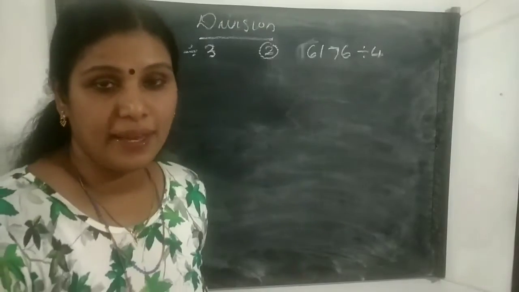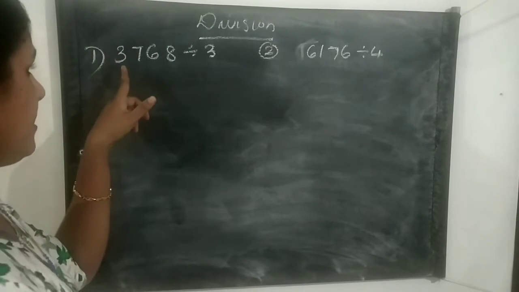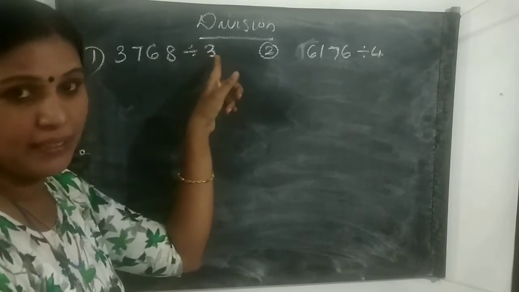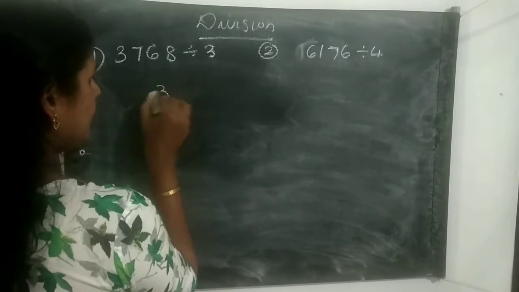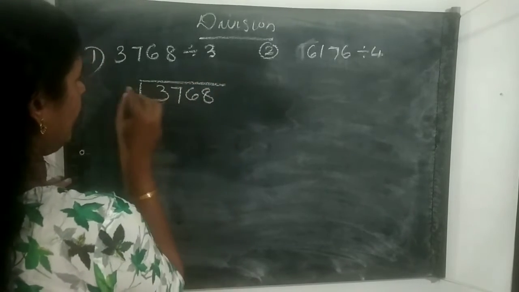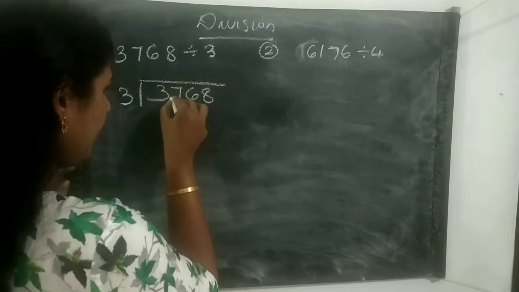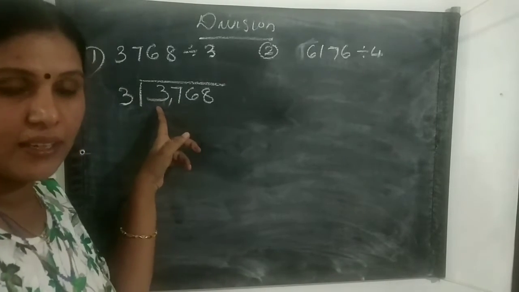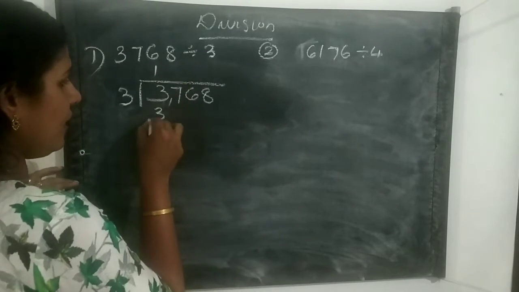Okay. Next is division. So the first question is 3,768 divided by 3. Here we write 3,768 divided by 3. So children, first we select the first number and see how many times this 3 goes into this 3. That is only one time. That is 1 3s are 3.